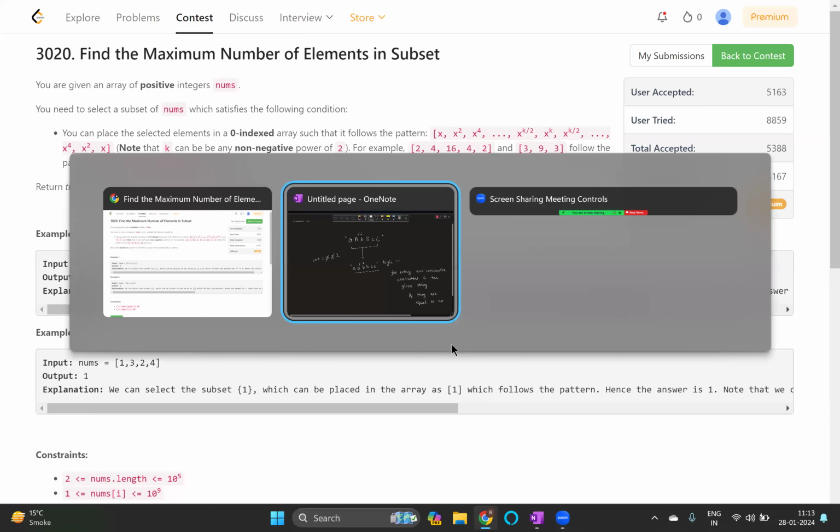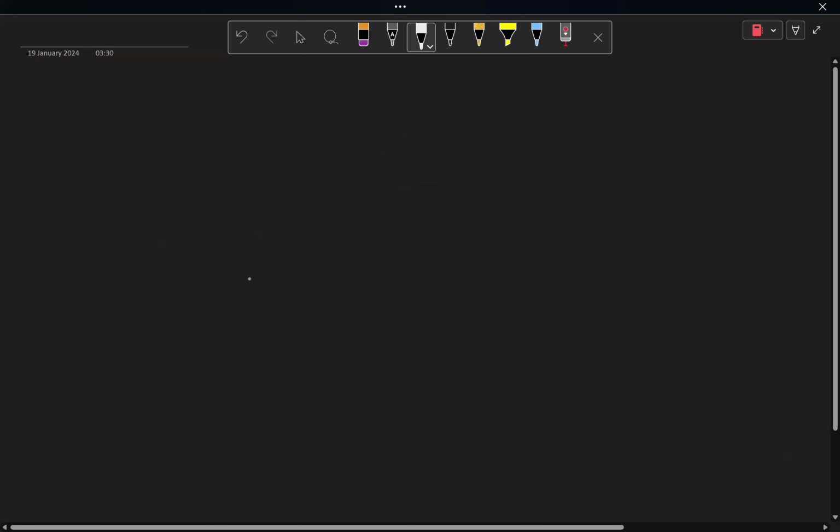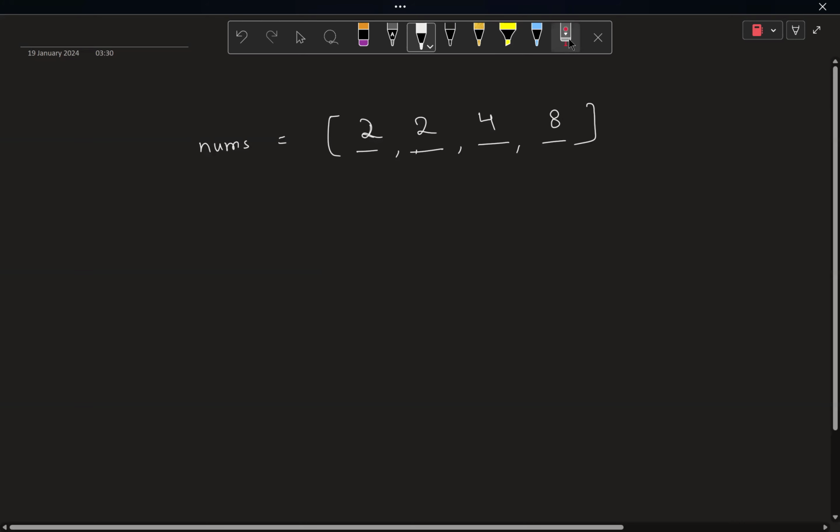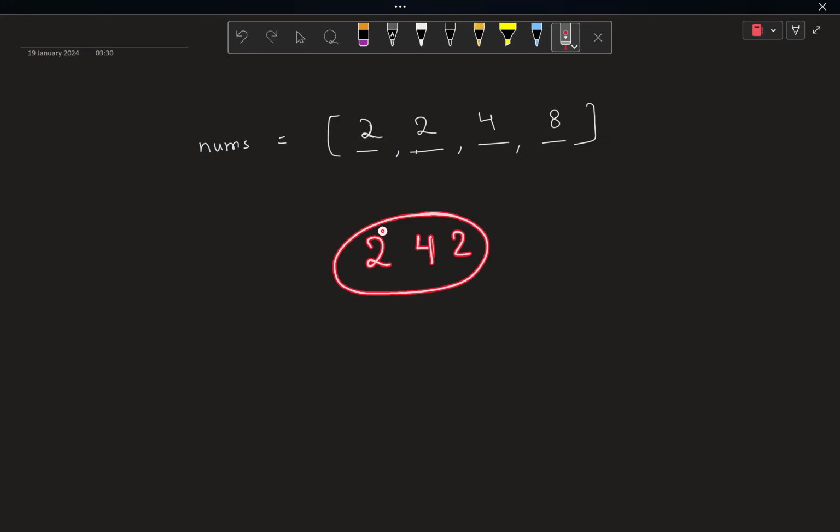Okay, so the problem might be looking vague to many people right now. Let me explain it here also. We have been given some array of integers, with name nums. We have to choose some subset of this array nums. What is a subset? If there are elements like 2, 2, 4, 8 in the array, you can say that 2, 4, 2 or something like this is a subset, because every element is coming up in the array.